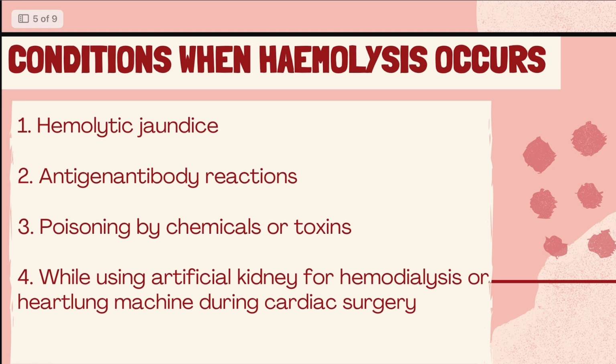Next, the conditions when hemolysis occurs. There are various conditions such as hemolytic jaundice, antigen antibody reactions, poisoning by chemicals or toxins, while using an artificial kidney for hemodialysis, or a heart lung machine during cardiac surgery. So these are a few cases when hemolysis occurs.